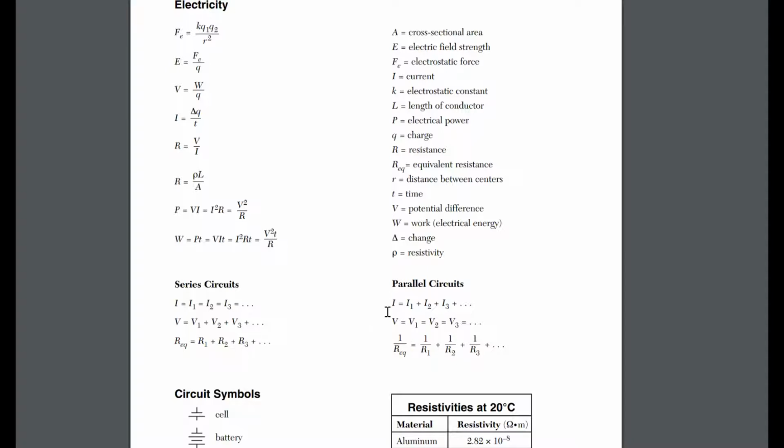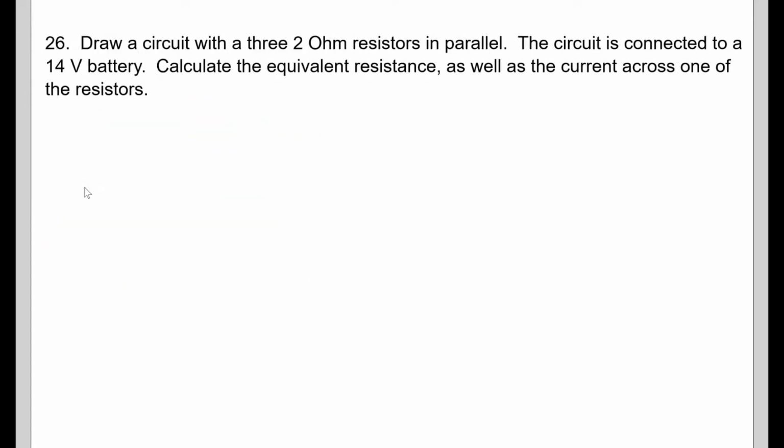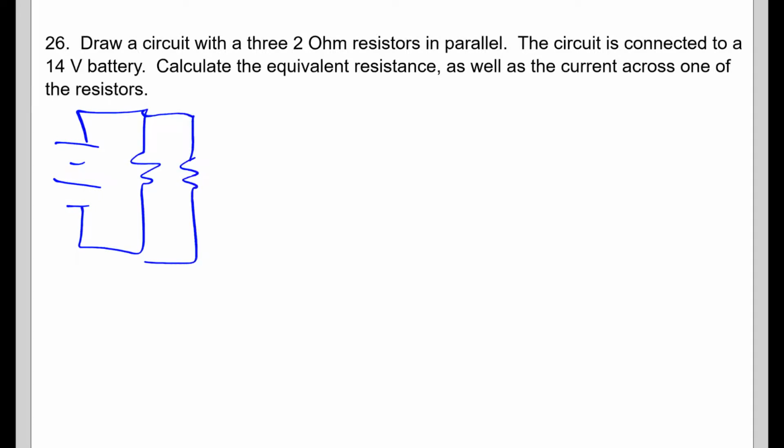Make sure you read the question carefully and see if it's a series or parallel circuit, or look at the diagram and see if it's series or parallel. All right, 26. Let's do this one with a VIRP chart. 3 2-ohm resistors in parallel with a 14-volt battery. So we have one, then on a separate path, another one, then on a third path, another one.